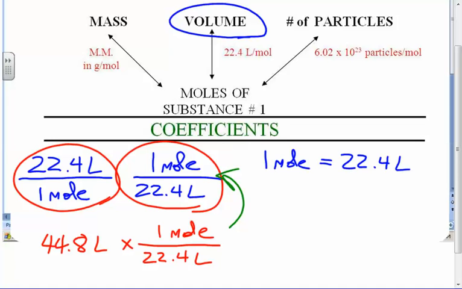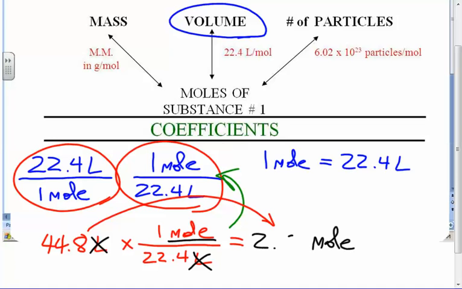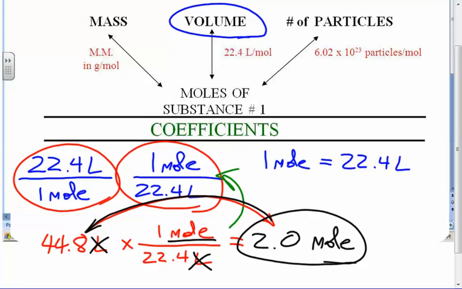And since it's like multiplying times 1, I end up with exactly the same thing that I started with. But the liters as a unit cancel, leaving the only unit as moles. So I'm going to end up with exactly what I started with, but expressed in a different unit. And 44.8 divided by 22.4 is equal to 2. So 2 moles is equal to 44.8 liters in this particular type of problem.